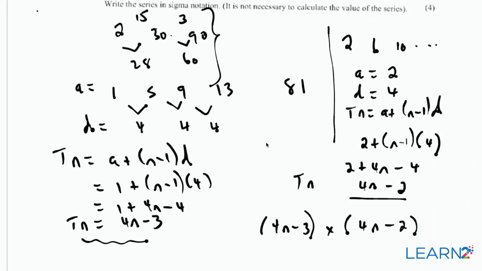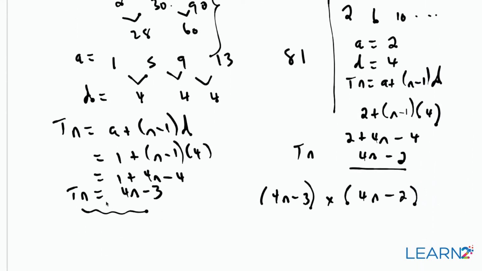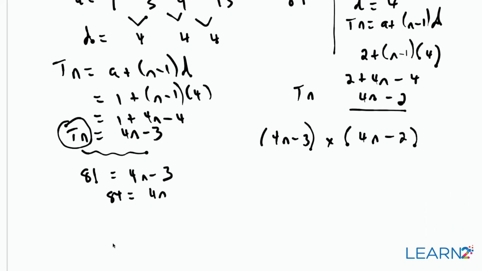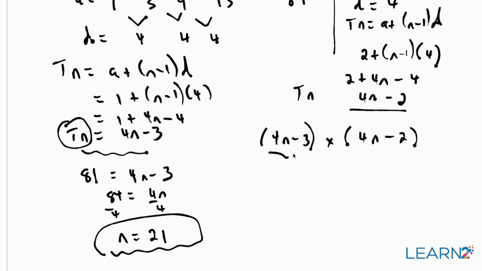So what we could actually say now is that Tn, which is also known as the last term, is 81. So 81 is 4n minus 3. Let's take the 3 over. 81 plus 3 is 84. So if we divide by 4 on both sides, what do we get for n? We get that the last term is actually the 21st term. So we know that n is 21. We also know that the sequence is this Tn multiplied by this Tn.